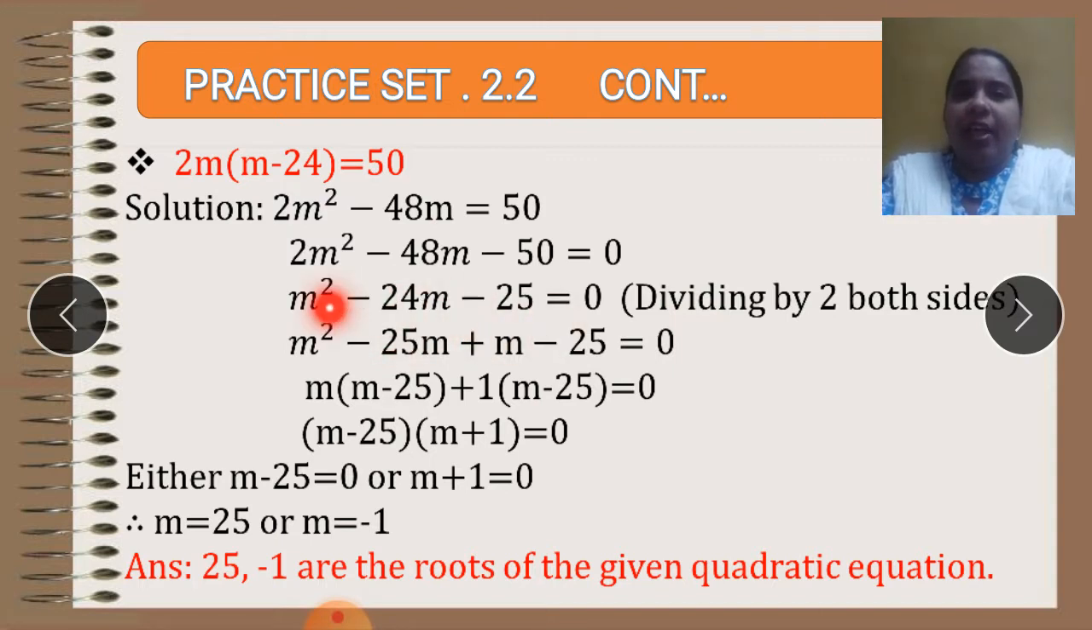So what will you get? m square, 48 divided by 2 is 24 and 50 divided by 2 is 25. So m square minus 24m minus 25 is equal to 0. Now what? Product of the first and the last term. Nothing is here means 1. 1 into minus 25 is minus 25. And see the sum, it's 24.